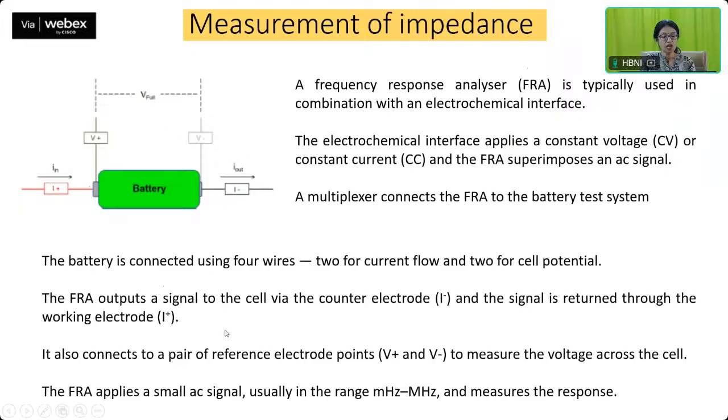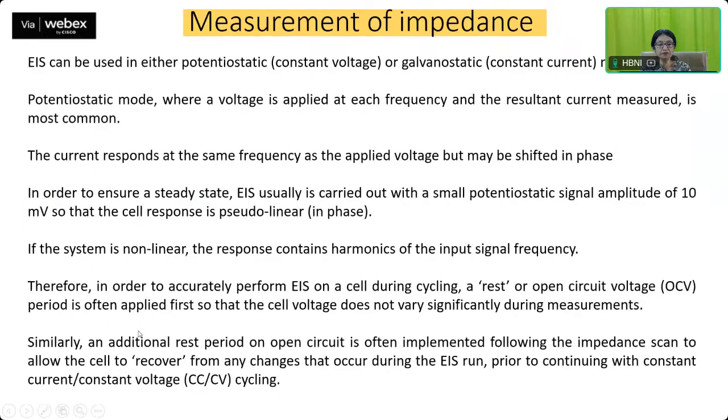The FRA outputs a signal to the cell via the counter electrode, which is I minus, and the signal is returned through the working electrode, which is I plus. It also connects to a pair of reference electrode points, V plus and V minus, to measure the voltage across the cell. So the FRA, the frequency response analyzer, applies a small AC signal, usually in the range of millihertz to megahertz, and measures the response that is generated. This EIS can be used in either the potentiostatic or the galvanostatic form. So you can have either a constant voltage or a constant current.